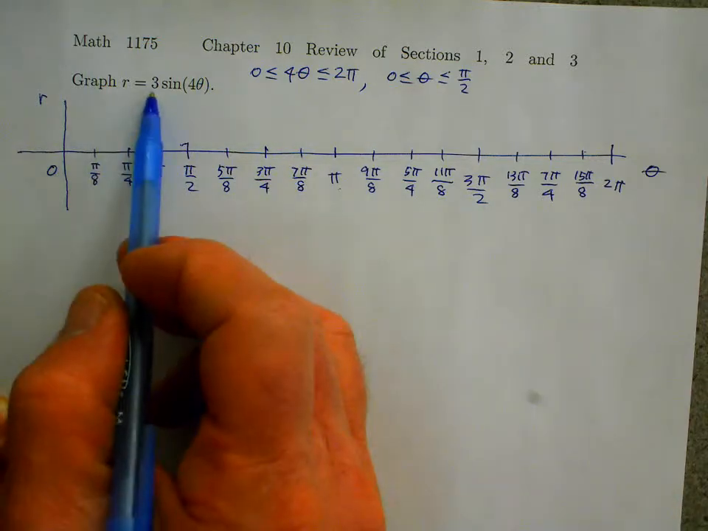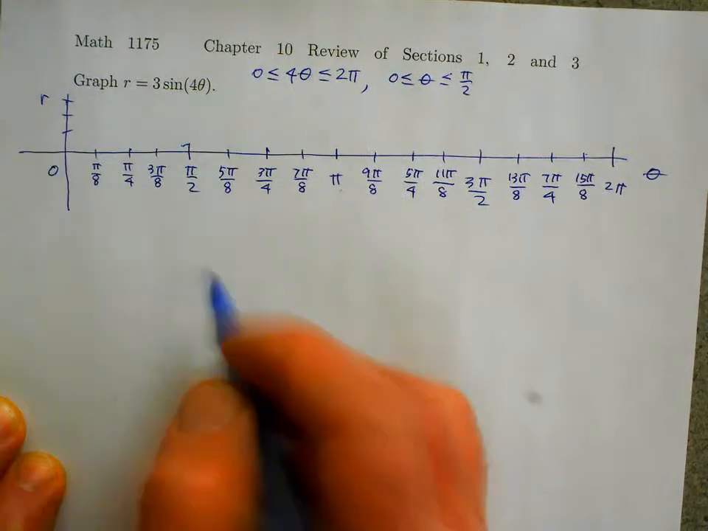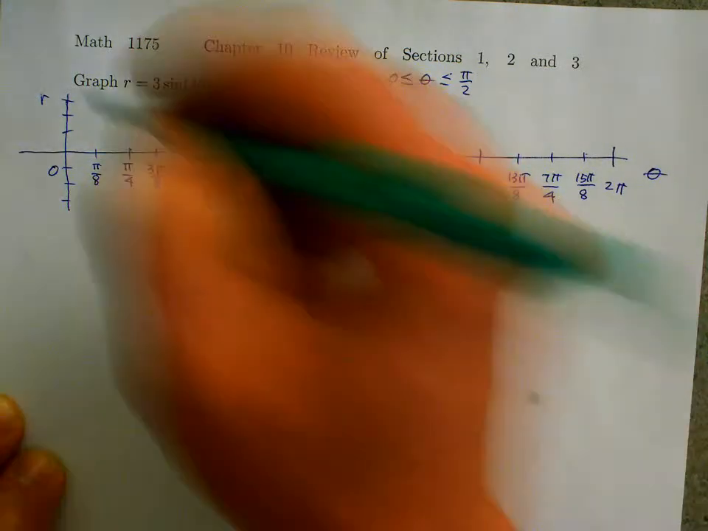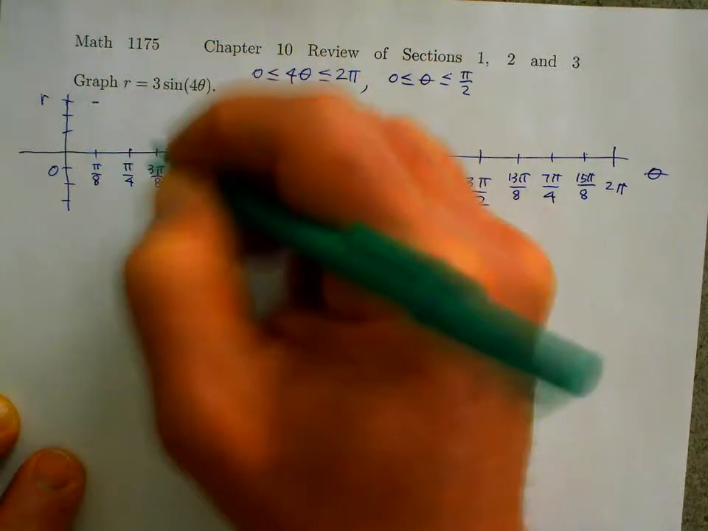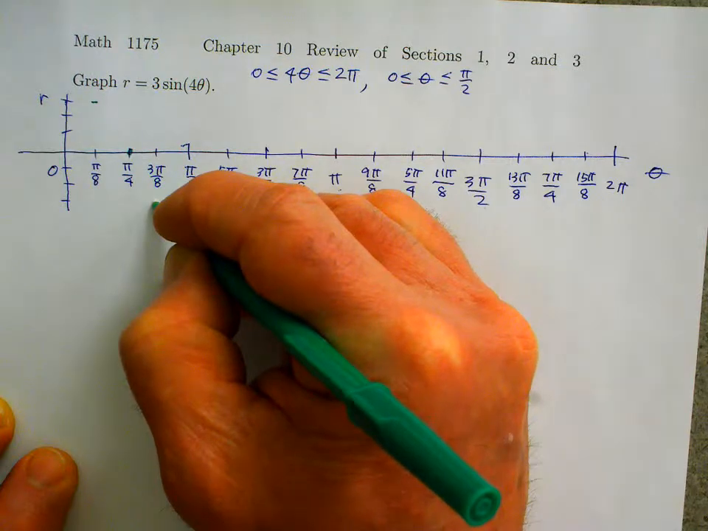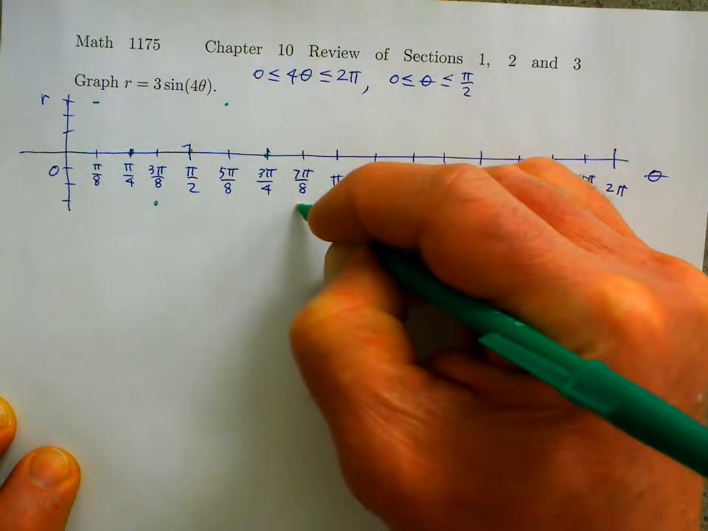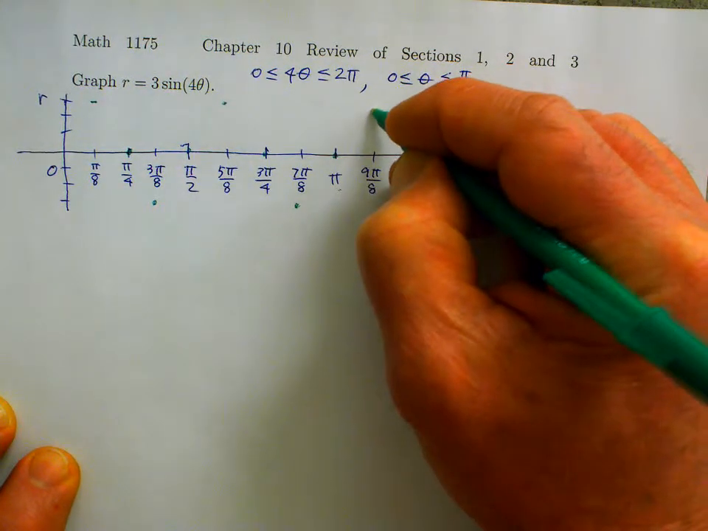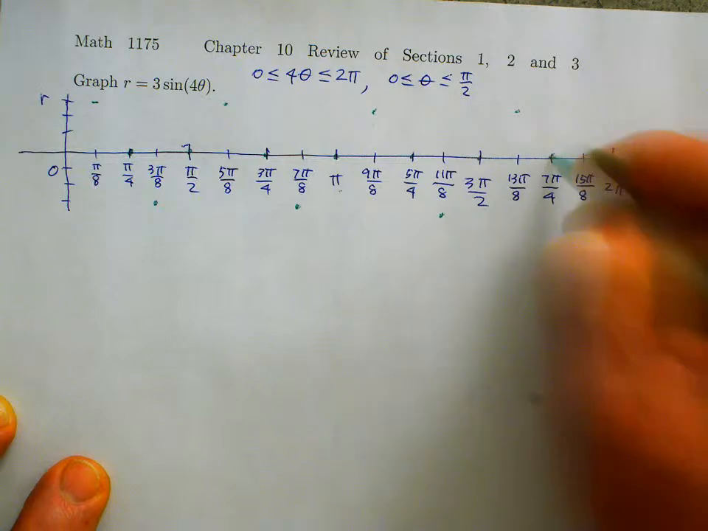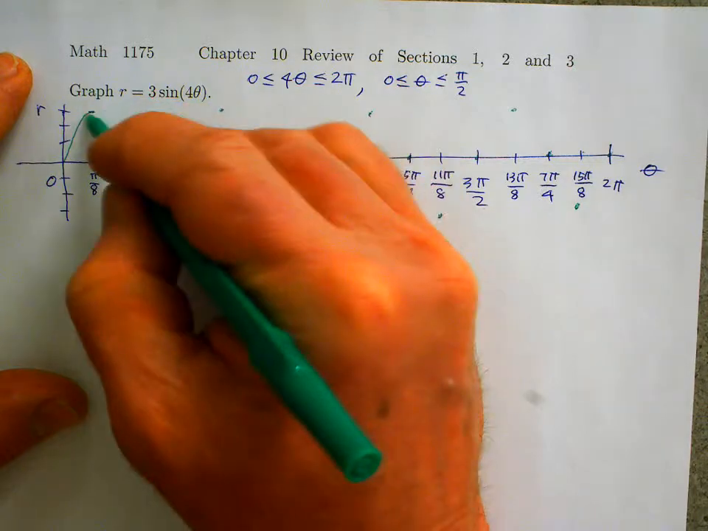Okay, so r equals 3 times sine of 4 theta, so the amplitude is 3. So I'll just hit the high points and the low points and the points on the theta axis. Okay, then we get 4 periods of this function.